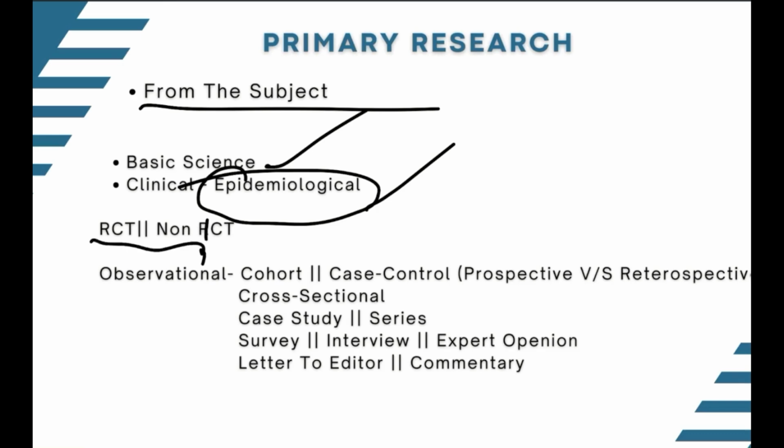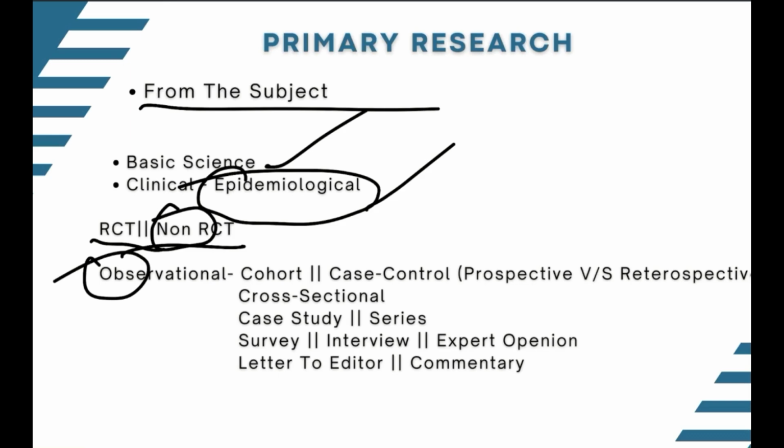RCT and non-RCT, a big category when it comes to primary research. There are multiple risk quality assessment tools. There's a lot of different ones. I will not go into them in detail, but you can remember that these are the types of primary research. Coming to the next slide, in non-RCT, there is observational.